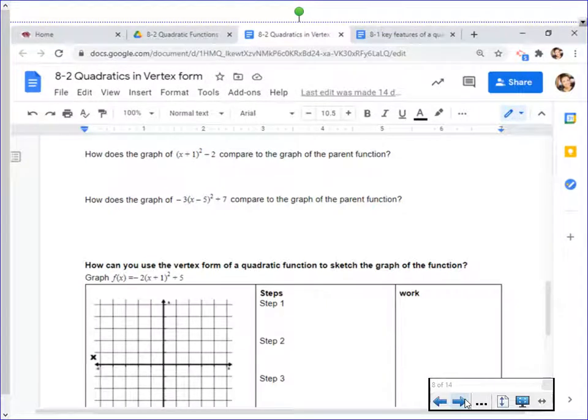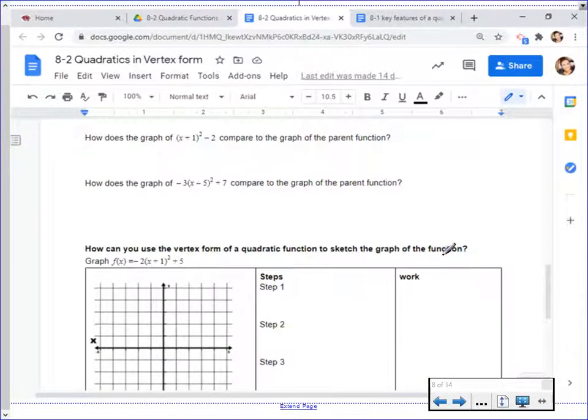There should be some questions right after on the back of your page. There's a lot of stuff going on here.